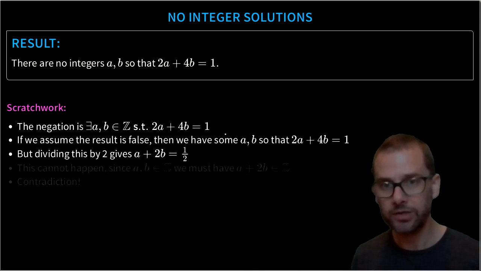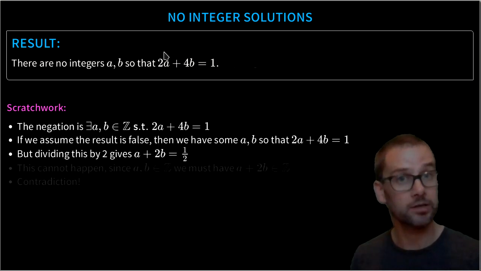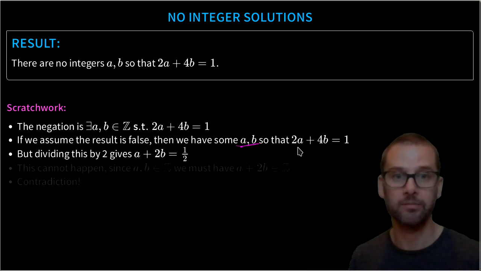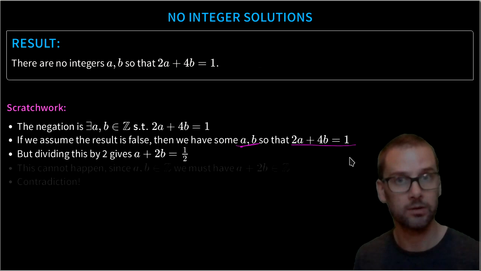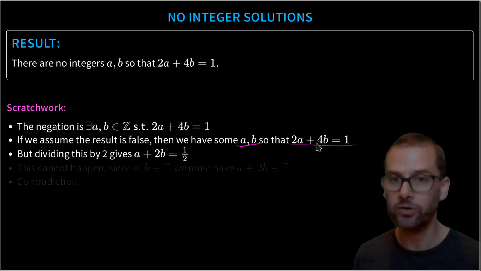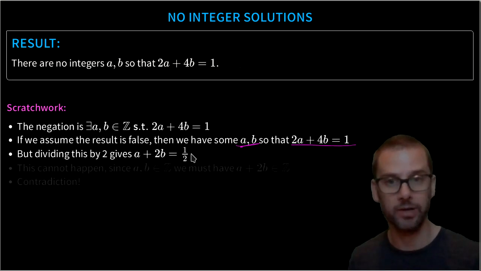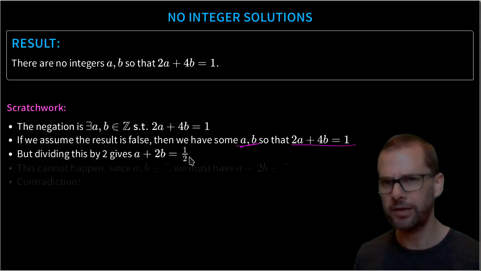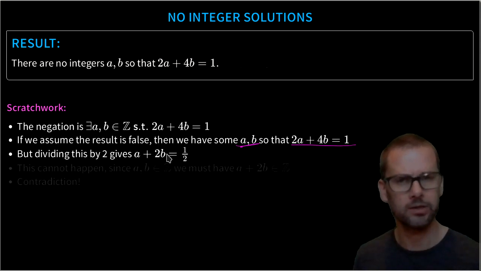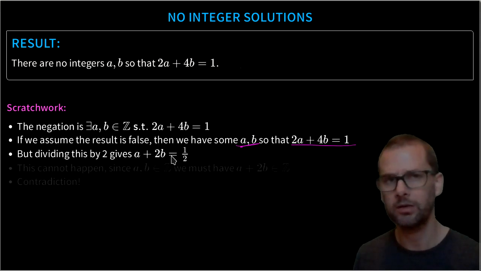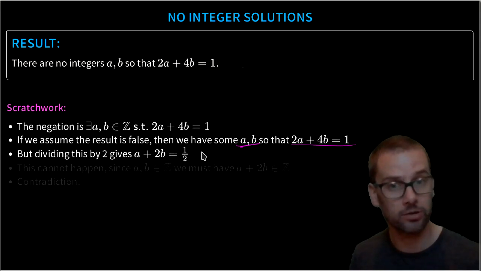So if we assume the negation is true, that is, the result is false, then we can find a and b so that 2a plus 4b is 1. Dividing this statement by 2, it tells us that a plus 2b is a half. But a and b are both integers, so a and 2b are integers, and the sum of integers is always an integer, so we've reached a contradiction.